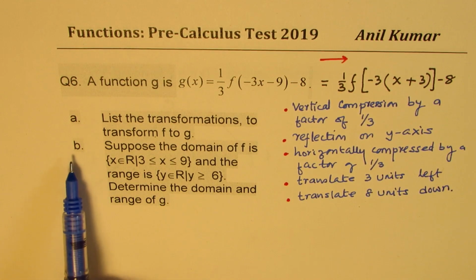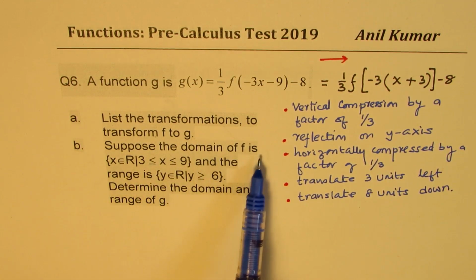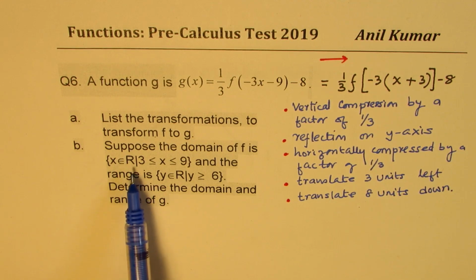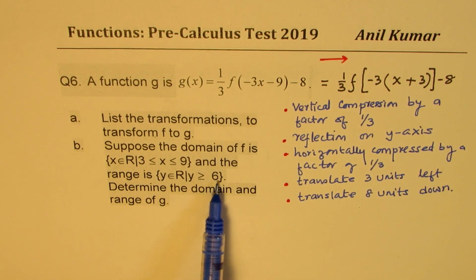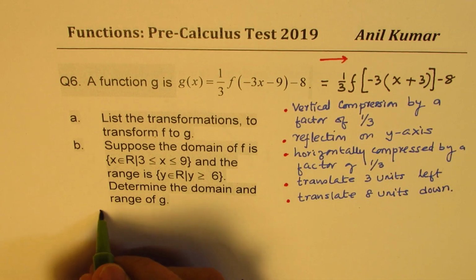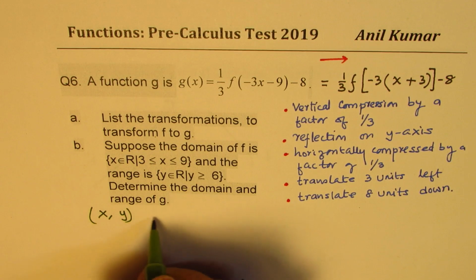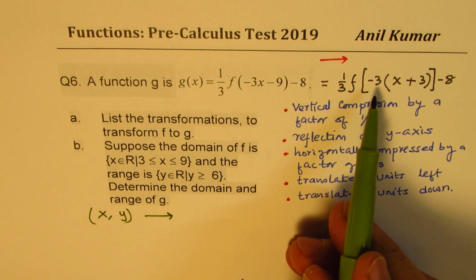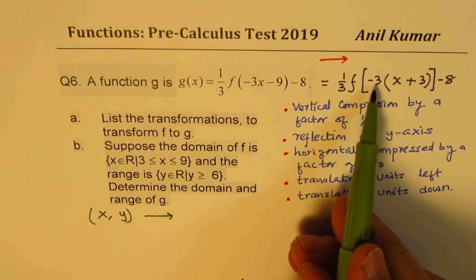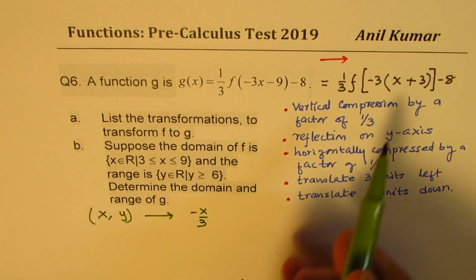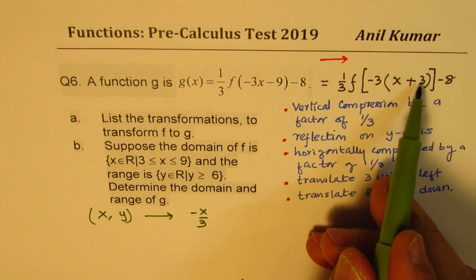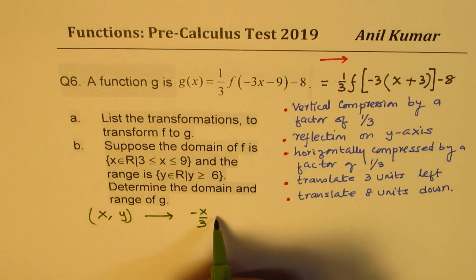Now let's look into part B. Suppose the domain of f is x belongs to real numbers and x is between 3 and 9. And the range is y belongs to real numbers, y is greater than or equal to 6. Determine domain and range of g, right? So again, we'll look into the transformations, right? So x and y have been transformed. What happens to the x values? You have to divide them by 3 and reflect, right? So we have minus x over 3 and then minus 3 since it moves 3 units left.